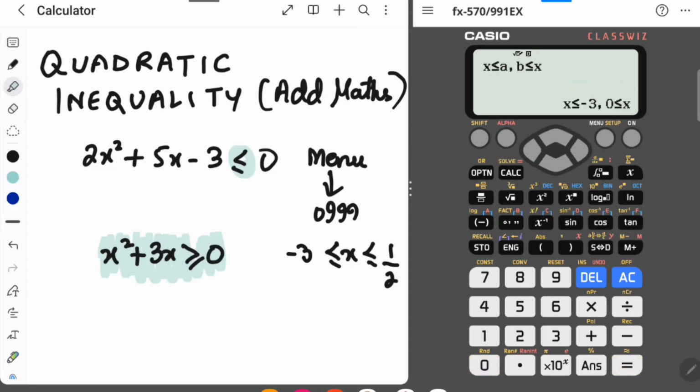So this is the answer you're getting: x is less than or equal to 3 or x is greater than or equal to 0. So this way you can write your answer. Alright, I hope you understood.